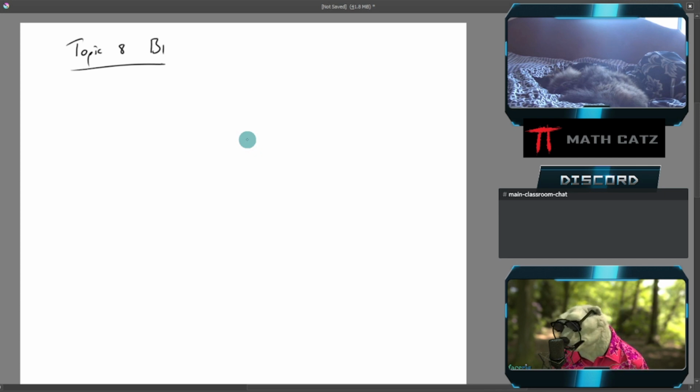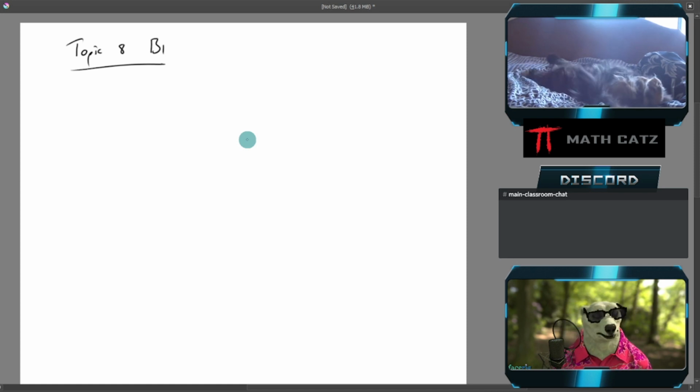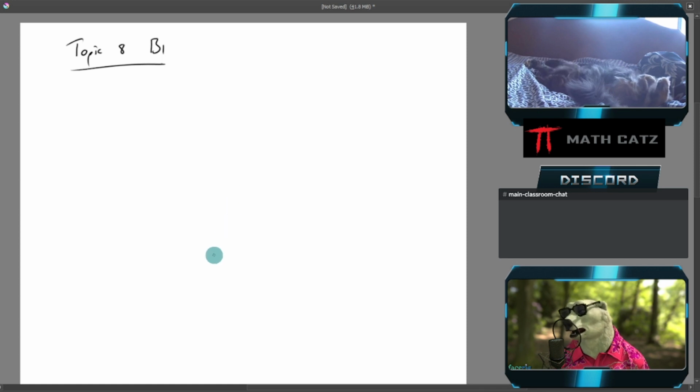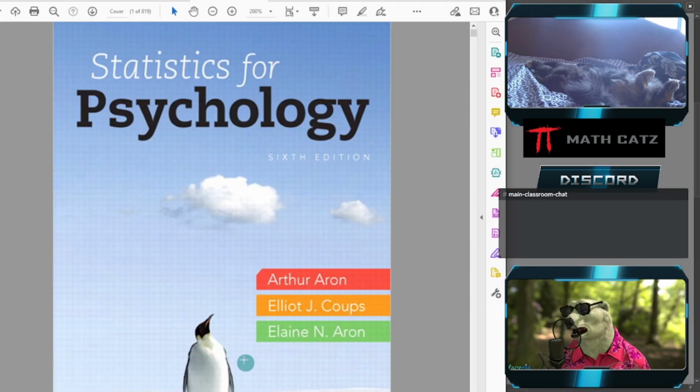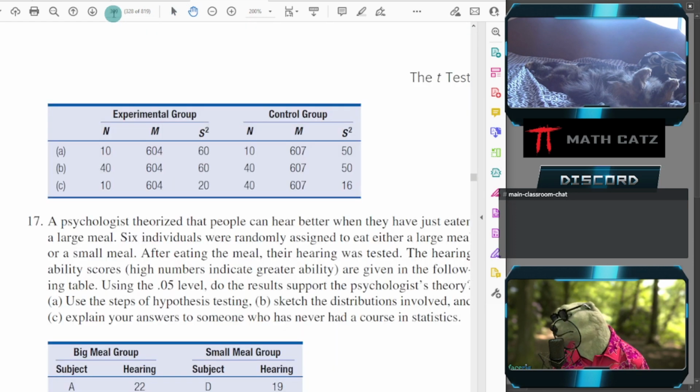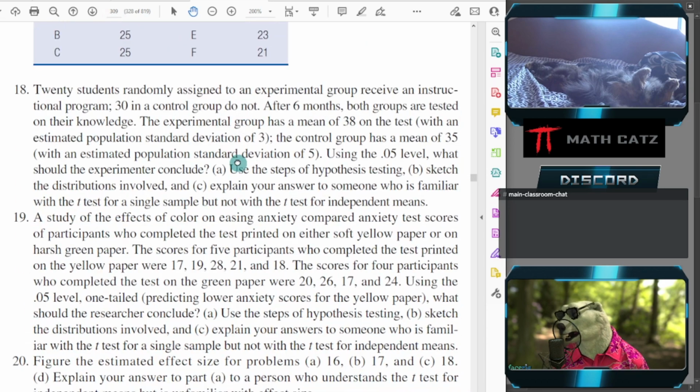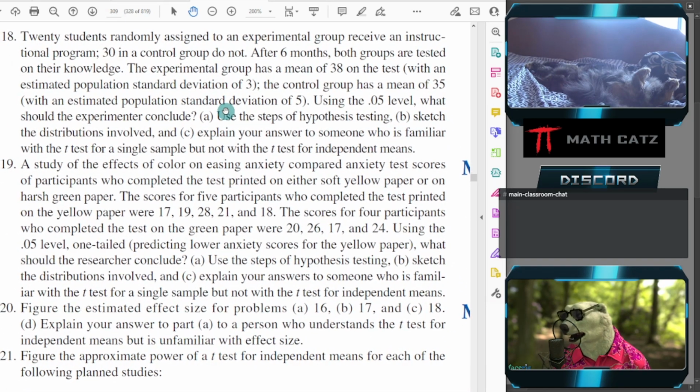We've done our discussion. Today we're just going to do an example by hand and slowly walk through the calculations. The book we're using, as always, is the Statistics for Psychology book. Just wonderful explanations, super clear. We're going to go to page 309 and look for number 18 here. A little wordy, so let's take our time. Remember, you can always pause the video if you need to.